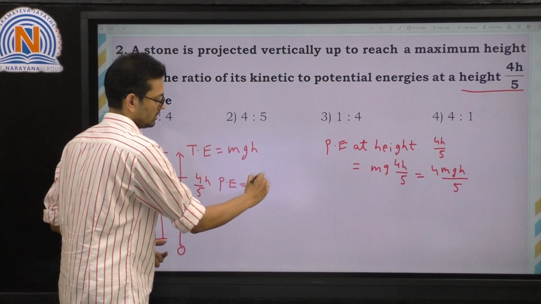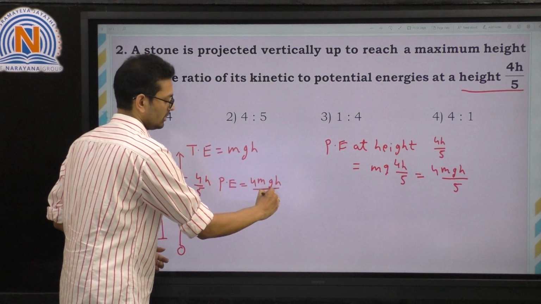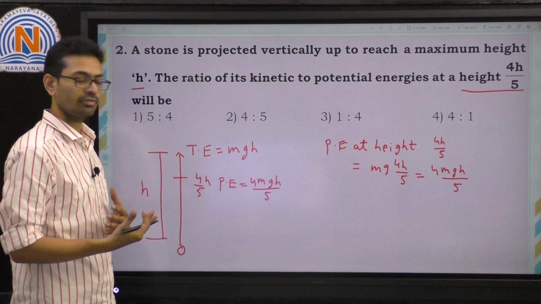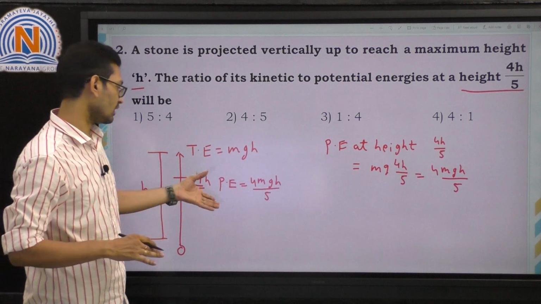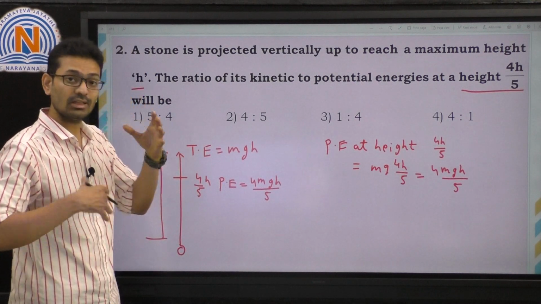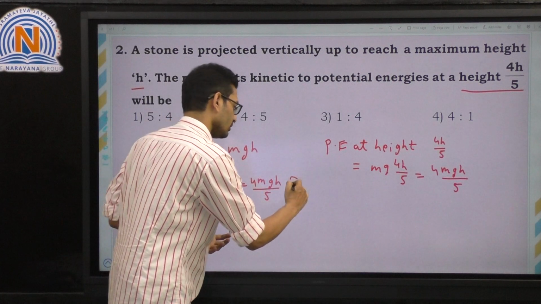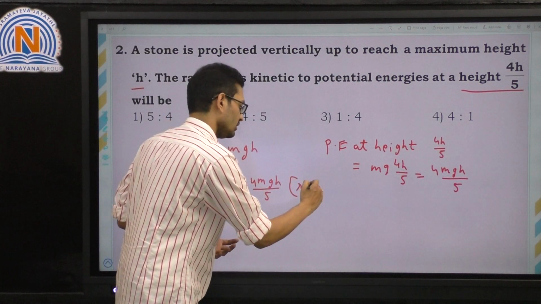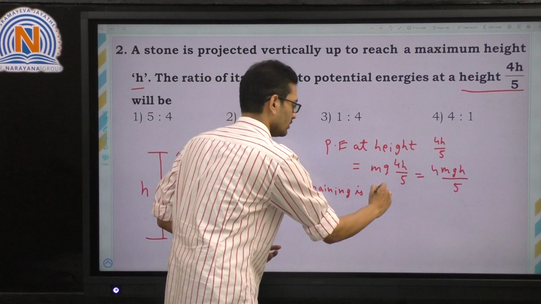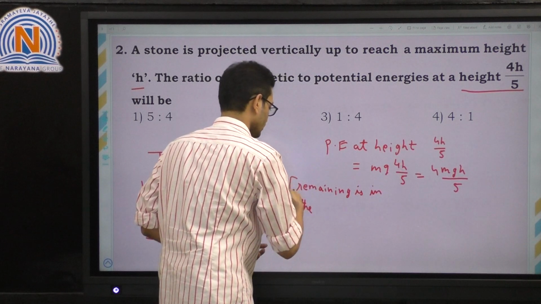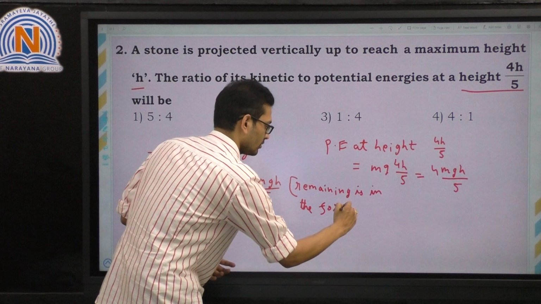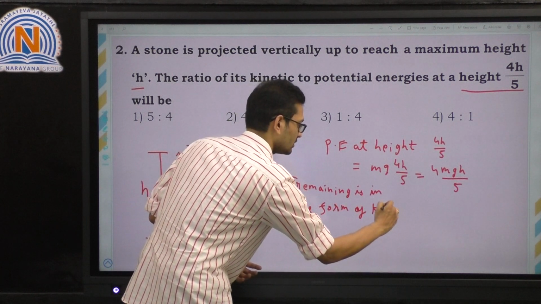At this particular height, potential energy is nothing but 4mgh by 5. Now 4 parts out of 5, that means if you think the total is 5, 4 parts of 5 belong to potential energy, and the remaining energy, if you talk about the remaining energy, is in the form of kinetic energy.